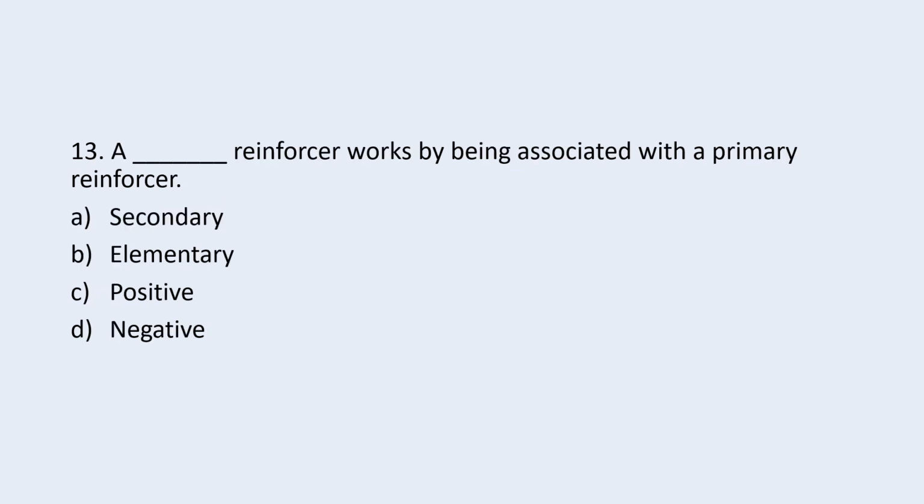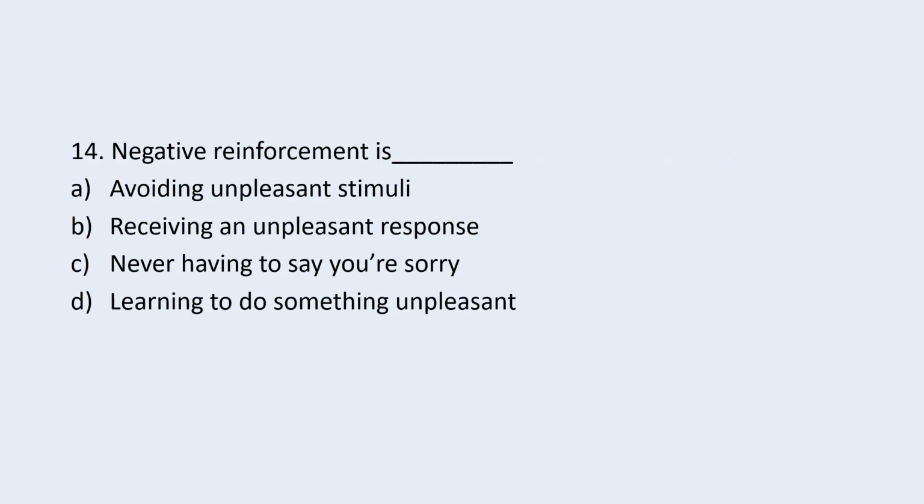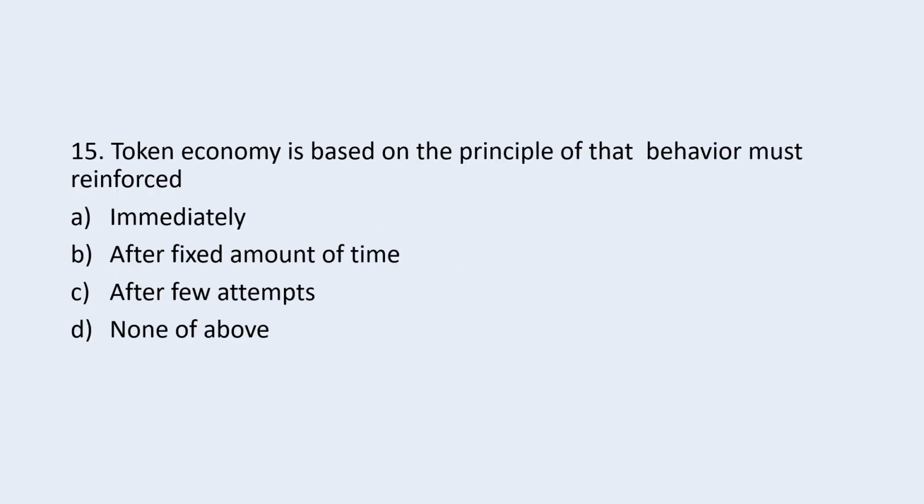13. A dash reinforcer works by being associated with a primary reinforcer. The right option is A. A secondary reinforcer works by being associated with a primary reinforcer. 14. Negative reinforcement is avoiding unpleasant stimuli. 15. Token economy is based on the principle that behavior must be reinforced immediately.